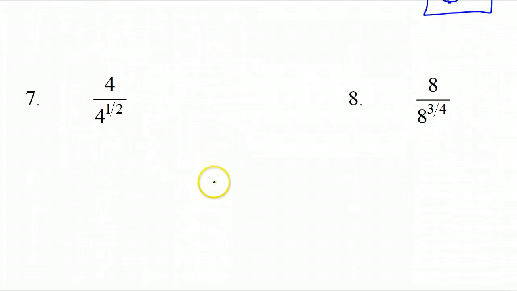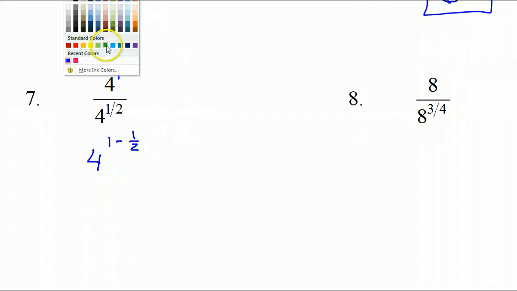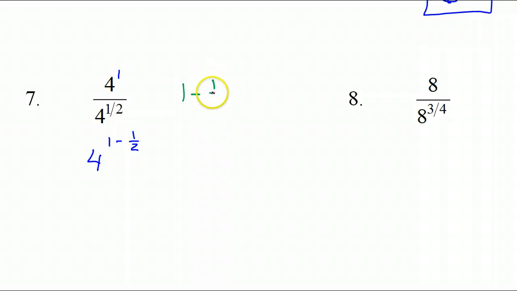Number 6. Let's play Smartball. So on this one, the bases are the same. You might not see it, but there's an invisible exponent of 1 on this 4. So, since the bases are the same, we can go ahead and work with the exponents. So, in this case, we're going to subtract. So this would be 1 minus 1/2. Now, off to the side, I'm going to do the 1 minus 1/2 effect.